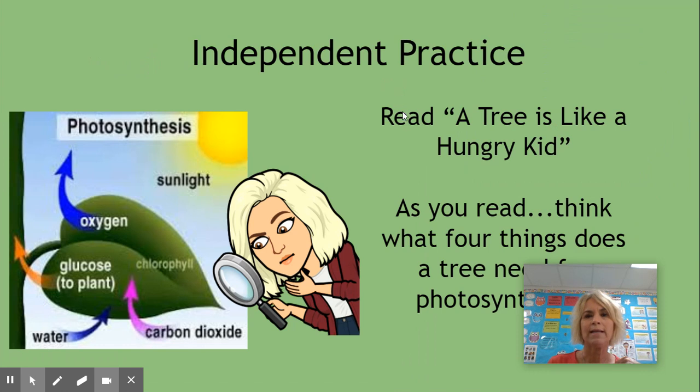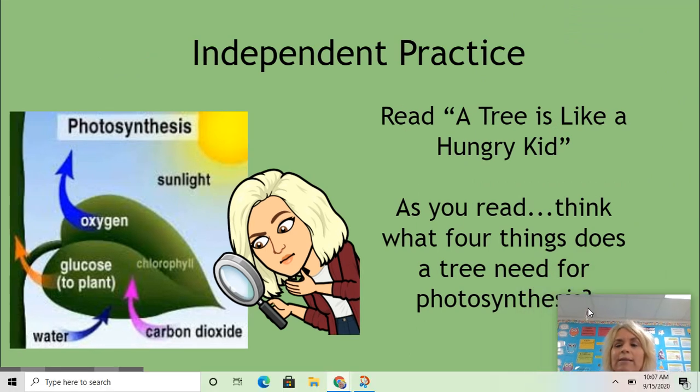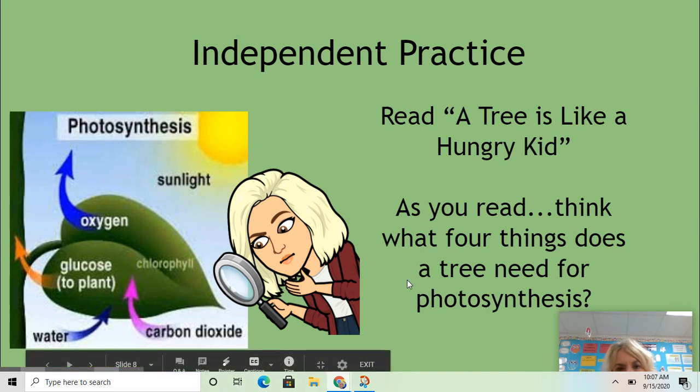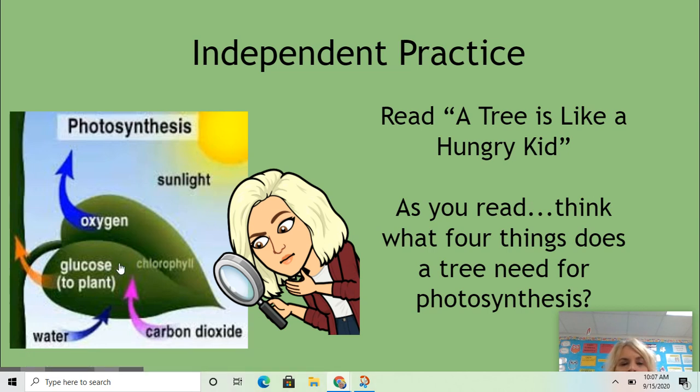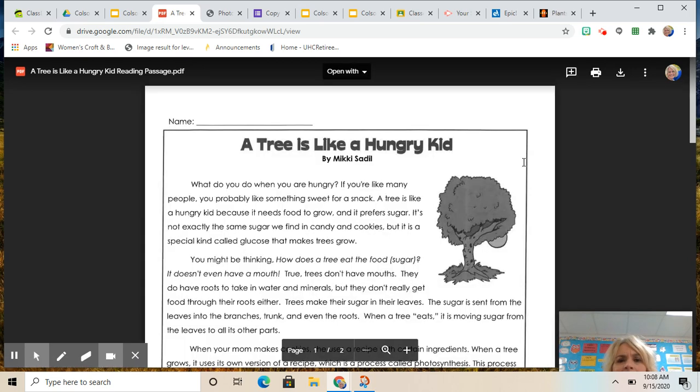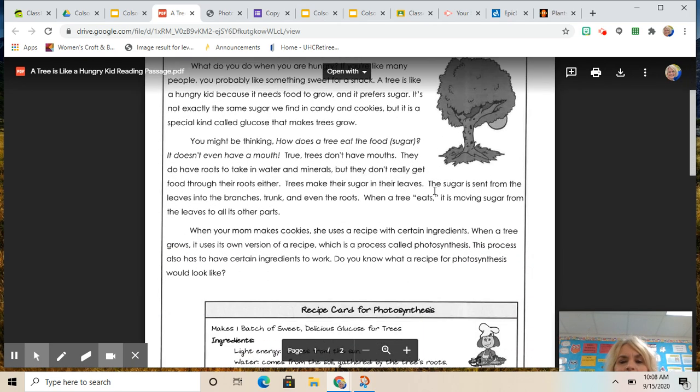Now, what you're going to work on today on your own is you're going to read a little bit more about photosynthesis. And here's just another picture of the same thing happening in the leaves. Glucose is being made in the leaf, and glucose is just sugar. So you're going to read today, a tree is like a hungry kid. As you read, think, what 4 things does a tree need for photosynthesis? So I'll have this below my teacher video, but it's going to look like this when you open it up. And you're just going to read, a tree is like a hungry kid. Now read very carefully. It's not very long.